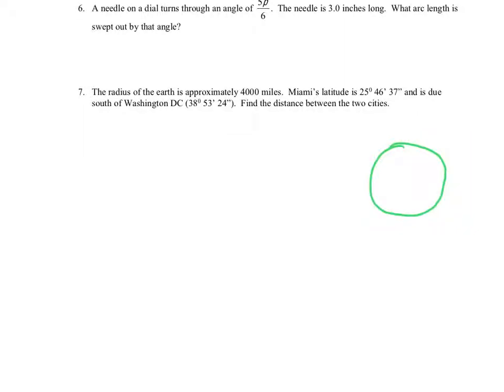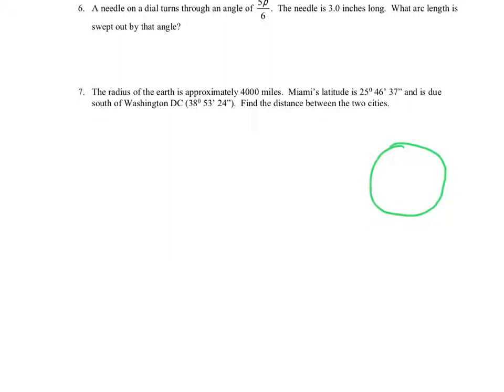This is a solution to number 7 from the practice problems from note 6.1. This is a really good problem to practice converting from degrees, minutes, seconds to degrees and then to radians in an arc length problem. We're told the radius of the Earth is approximately 4,000 miles.